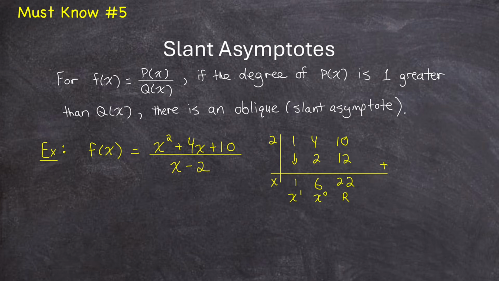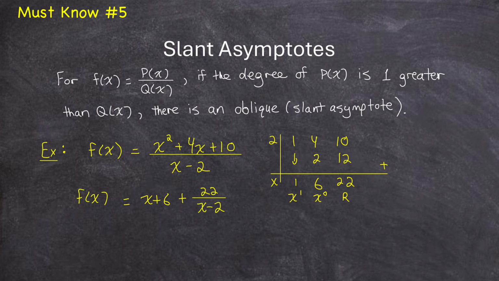And that answer tells me that when I do x squared plus 4x plus 10 divided by x minus 2, the quotient is 1x plus 6 with a remainder of 22. So I can rewrite this in quotient form. It's equal to 1x plus 6 plus the remainder 22 over the divisor of x minus 2.